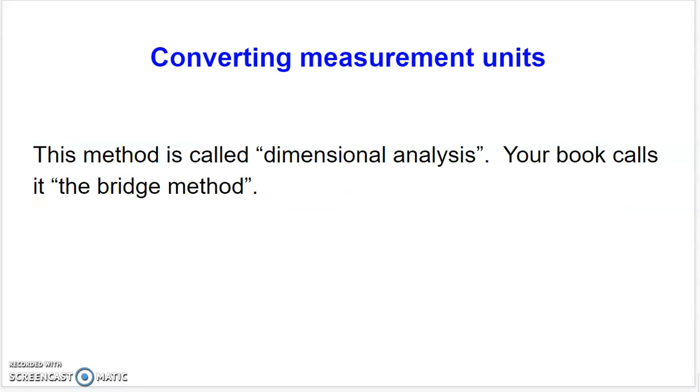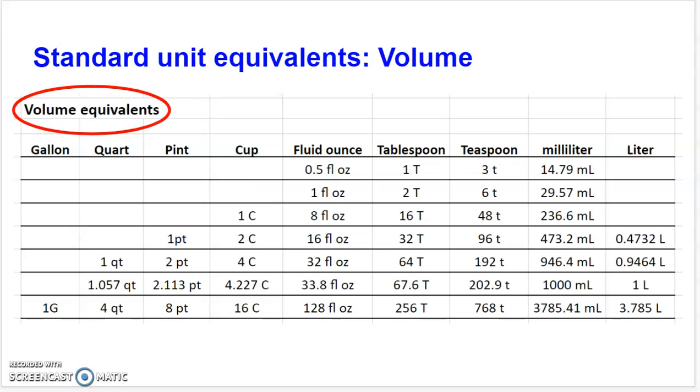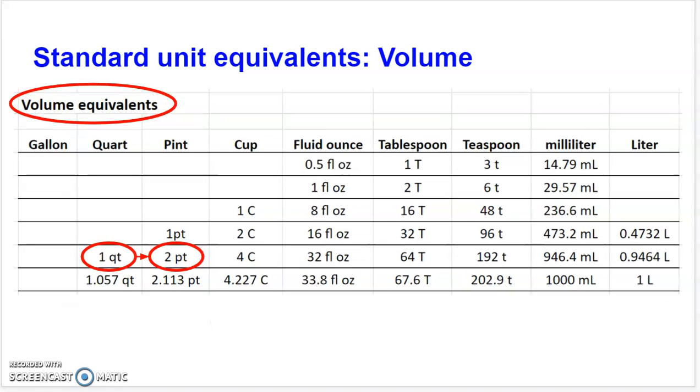So the method we're going to use is called dimensional analysis. Your book calls it the bridge method. The method is based on conversion charts. So I've provided you with one. This part of the conversion chart is about volume equivalence. So what this means is that the chart gives you equivalent measurements.